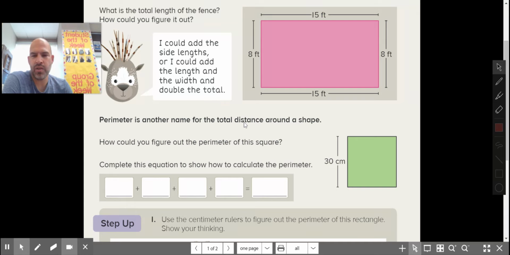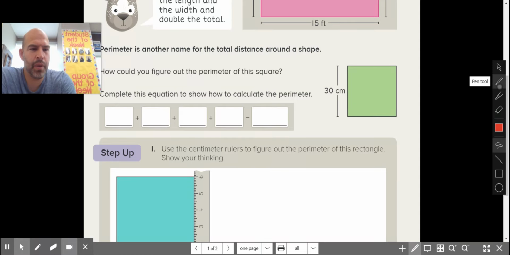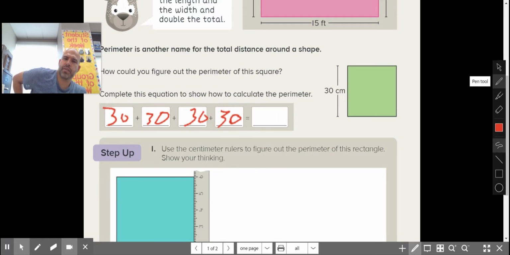Perimeter is another name for the total distance around a shape. How could you figure out the perimeter of this square? So a square, we know, has all sides of the same length. So if we took 30 and we did it 4 times, that would give us the total perimeter. If we write it out as a repeated addition problem, oops, let me get to pin mode. We would go 30 plus 30 plus 30 plus 30. Now, those of you who used your multiplication to help you solve, you knew that 4 times 0 is 0, and 4 times 3 is 12. So 120 is the answer to that, right?